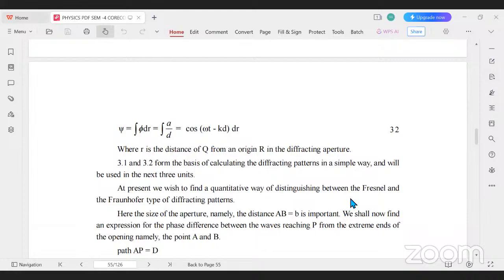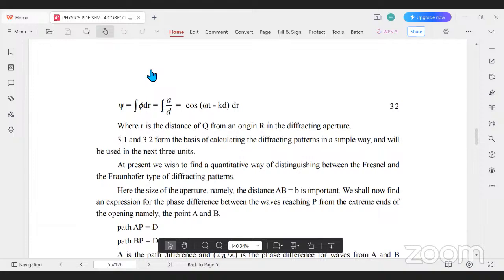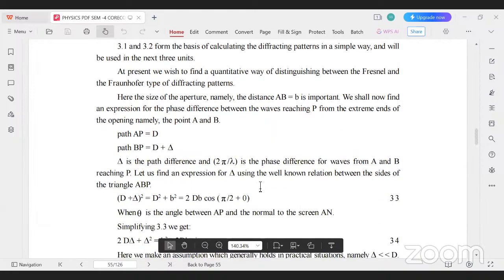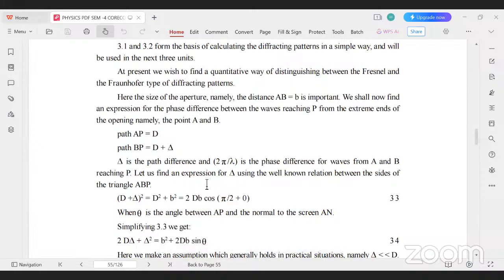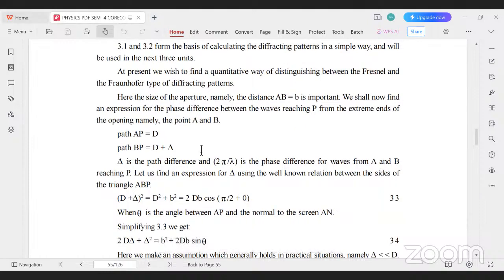That is, path AP equals D. So path BP is nothing but D plus delta. Here delta is the path difference, and we are calculating the phase difference. Why am I stressing this specifically? Because we need to find the phase difference. So that is why path A to P and path B to P matter.